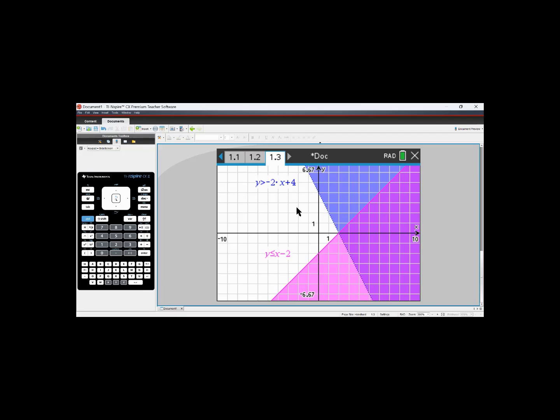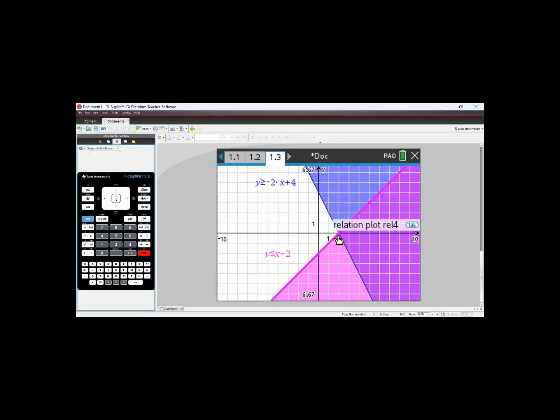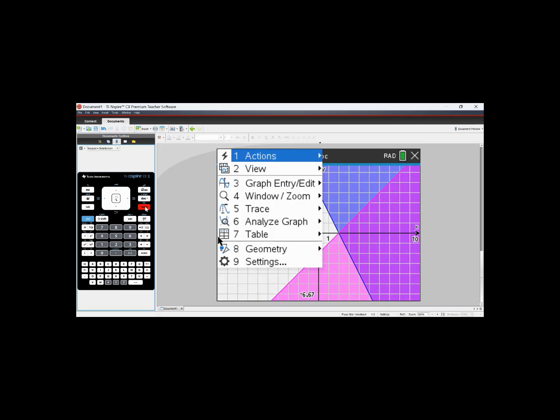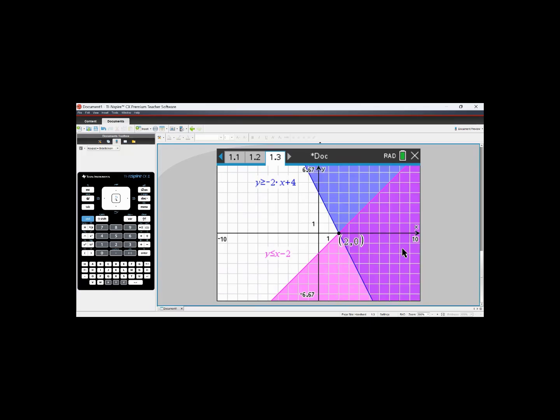But now I know one of these lines is dotted, but I do want to point something out. So I'm actually going to go up and go back to relation 3, and I'm going to change that from a greater than to a greater than or equal to, right? Because now this point of intersection is a solution because it's on both solid lines. We all know how to find our points of intersection, right? We can go to Menu, Analyze Graph, Intersection, and there it is. Now you've got the intersection point.